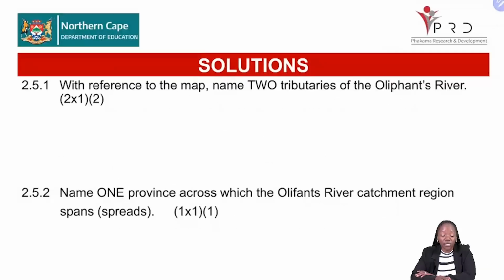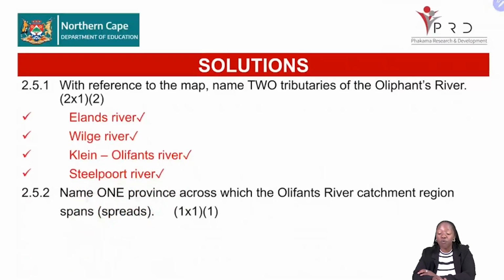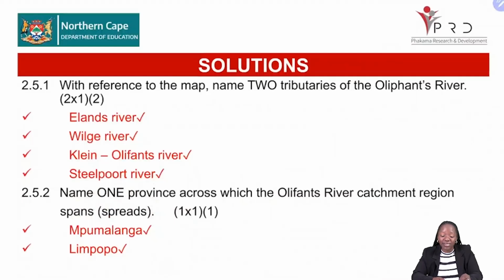Right, girls and boys, I believe we are all ready for the corrections. So looking at our first question, whereby with reference to the map, you are supposed to name 2 tributaries of the Olifants River. We have the Ellens River, the Wild River, the Klein Olifants River, or the Steelpoort River. So any of these tributaries, it's 1 mark, 1 mark. Then secondly, you name 1 province across which the Olifants River catchment region spreads. It is spreading through Mpumalanga as well as Limpopo.